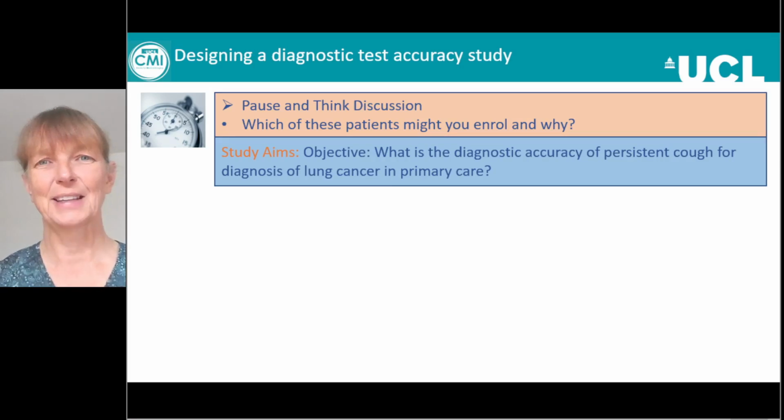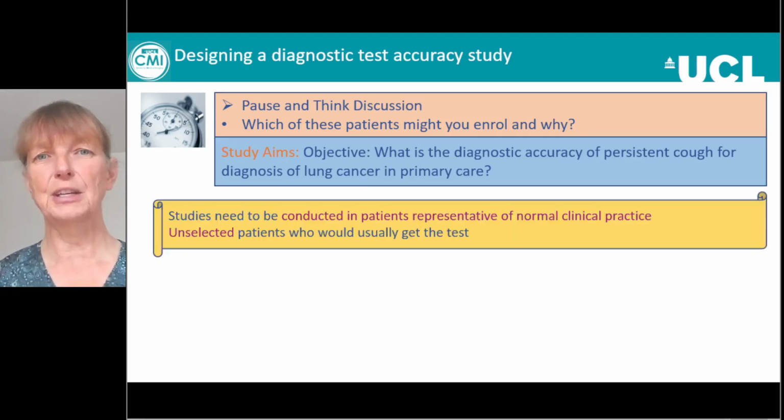Hi, welcome back to the Pause and Think discussion. Okay, what we're trying to work out is, for this objective, what is the diagnostic accuracy of persistent cough for diagnosis of lung cancer in primary care? Who are we going to enrol? Okay, so the first thing we need to know is that for the diagnostic accuracy to be useful, the studies need to be conducted in patients representative of the normal clinical practice. And this would be unselected patients who would usually get the test.